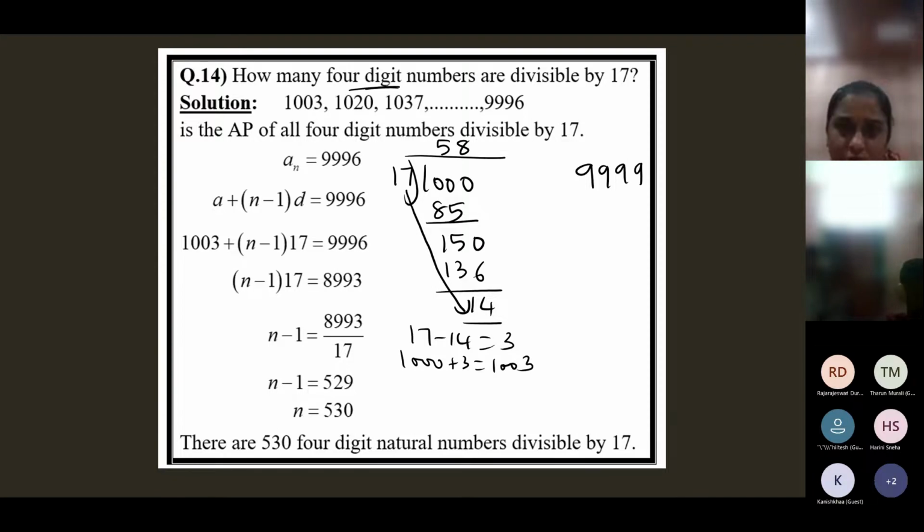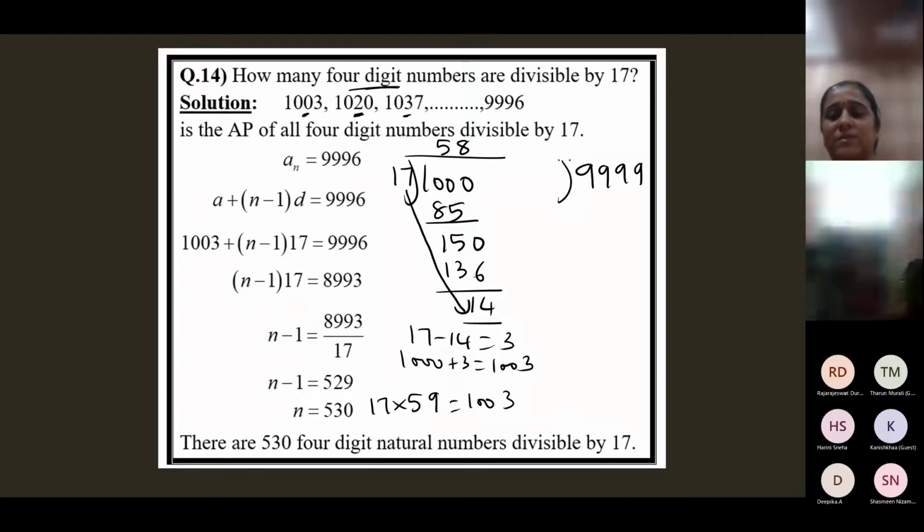This method is not applicable only for 17. If you have to generate the AP for a question like this, this is the method. Or you can do 17 into 59. If you do 17 into 58, you'll get a 3-digit number. This is the first 4-digit number divisible by 17. Once you find the first number, add 17 to get the second number, add 17 again to get the third, and keep adding 17 because they are multiples of 17.